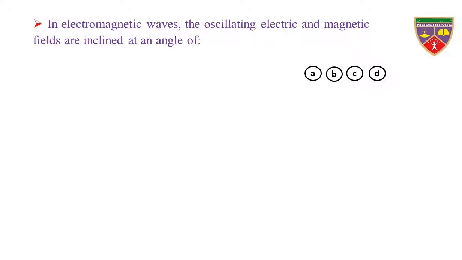Hence, the angle between vibrating electric field and direction of propagation of electromagnetic waves is 90 degree. In electromagnetic waves, the oscillating electric and magnetic fields are inclined at an angle of option A, 180 degree, option B, 135 degree, option C, 90 degree, option D, 45 degree. The key is 90 degree. Therefore, the correct option is C.